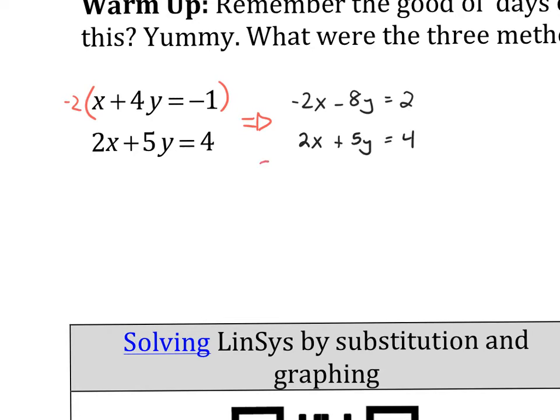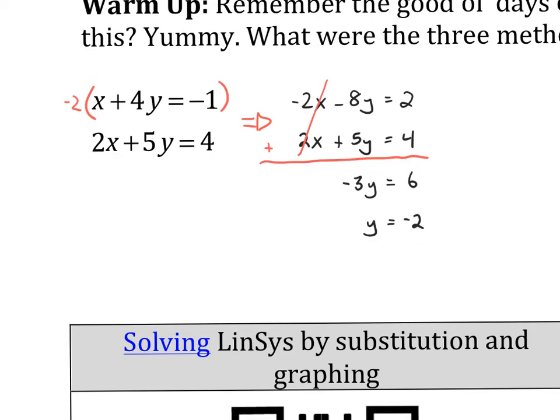Now, that's step one. I multiplied to get opposite terms. Next, I'm going to combine them by adding them together. Those drop out, which is exactly my goal. And here we get a -3y, and over here we get a 6. So we've combined them. Our next step is just to isolate the variable. In this case, divide both sides by -3, and we get a -2.